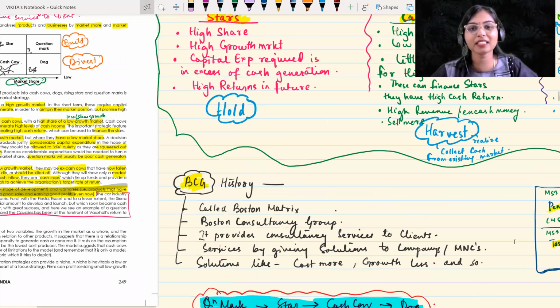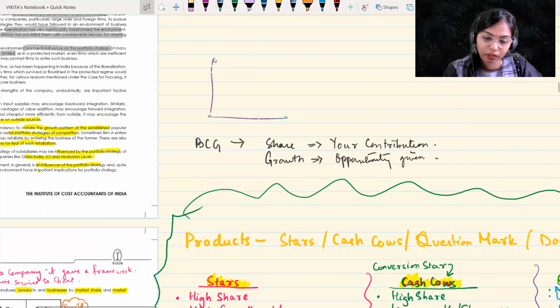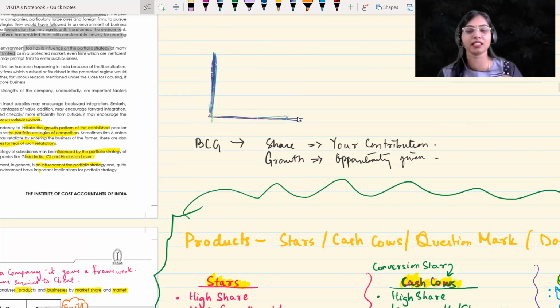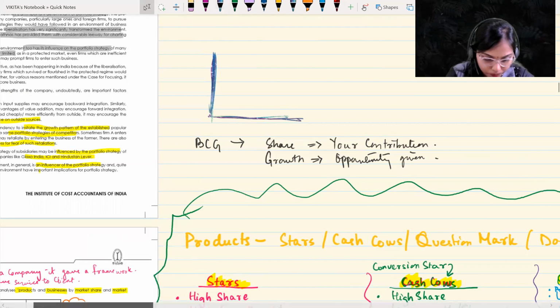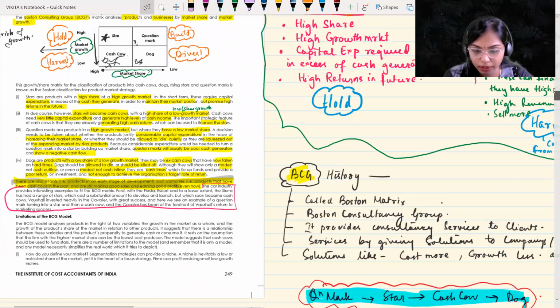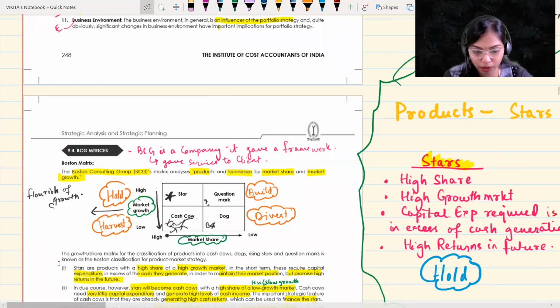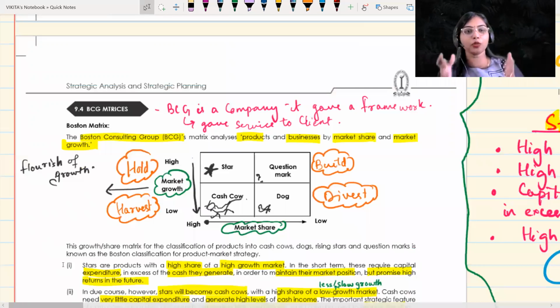Now, let's understand that the BCG matrix has a quadrant, with an X axis and a Y axis, where one says about the market share and the other says about the market growth. So in our book, now I'm just showing you in our book, I'm zooming in. Yeah, this one, you can see it very clearly.